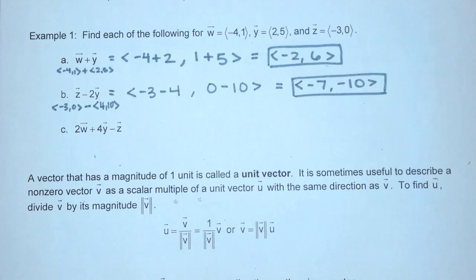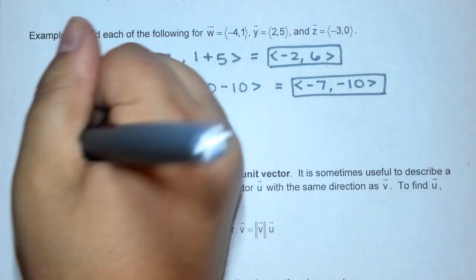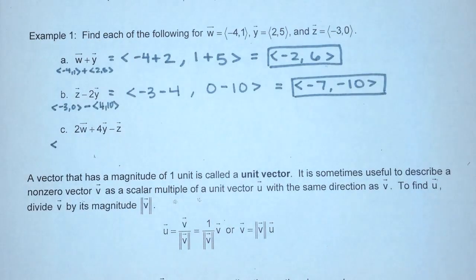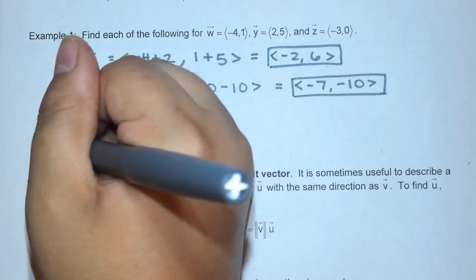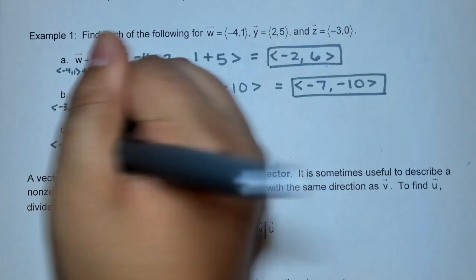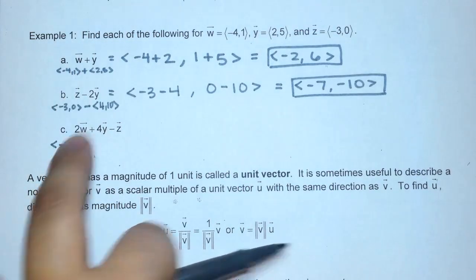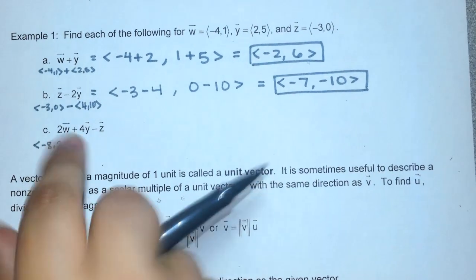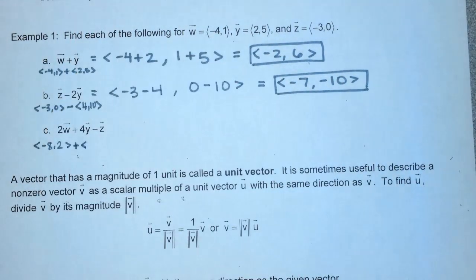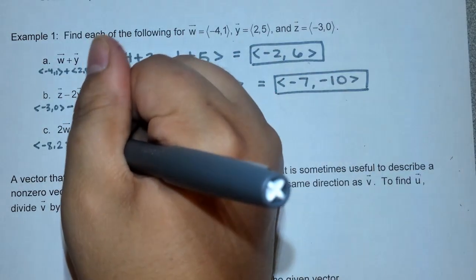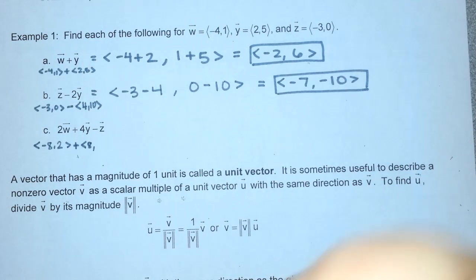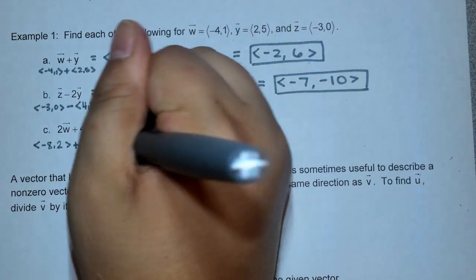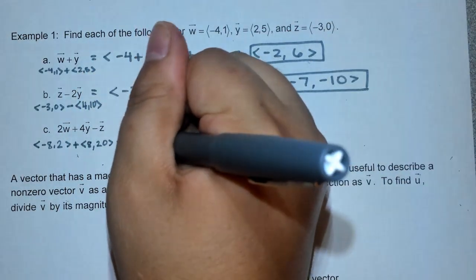All right. C has 2 vector w plus 4 vector y minus vector z. So, what would 2 vector w be? Negative 8 and 2. Just multiply them by 2, right, Edwin? 2 vector w, just multiply those by 2. What is 4 vector y? Say it again. You have to speak louder. I cannot hear. Thank you. And then minus, I'm just going to write vector z, which is negative 3, 0.